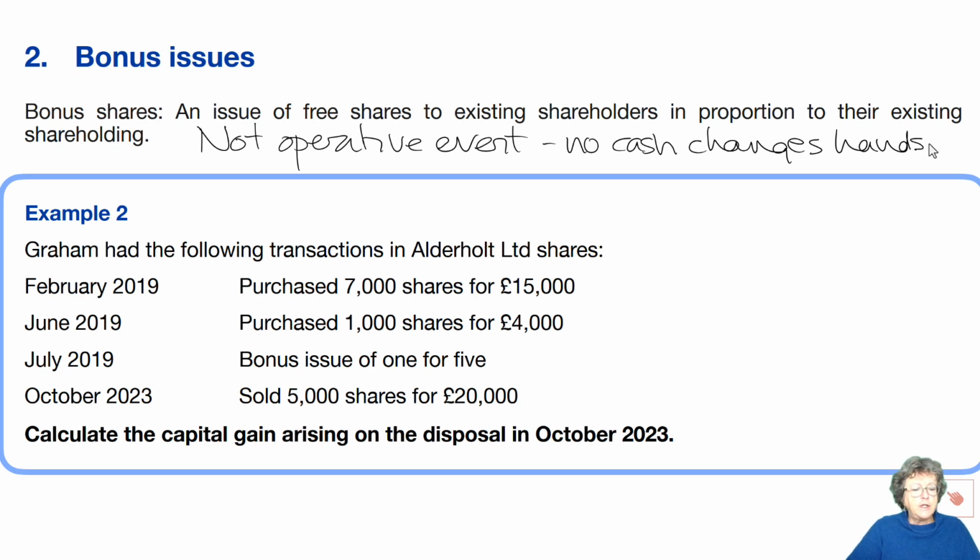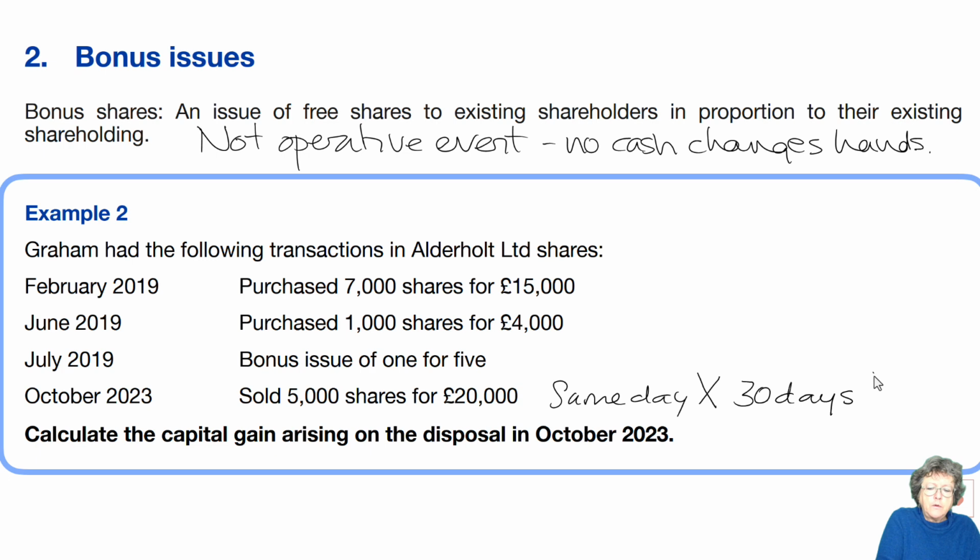So first thing you need to do is match. So there is nothing on the same day, and obviously you would write this out. There's nothing on 30 days. Okay, so we're looking at a pool, which is these three all added in together, and then we will take the cost out. So let's have a look at the model answer to see how that works.